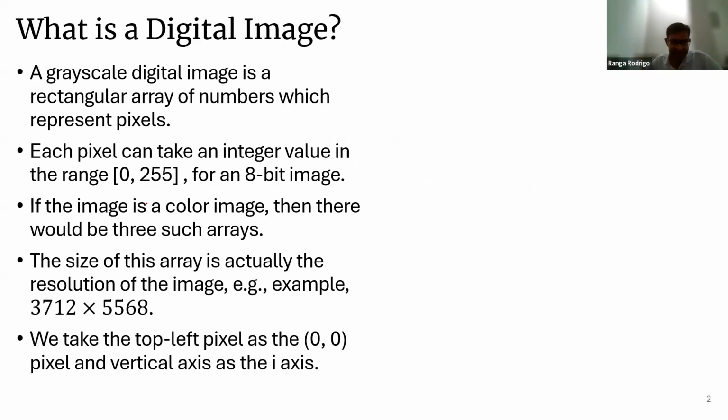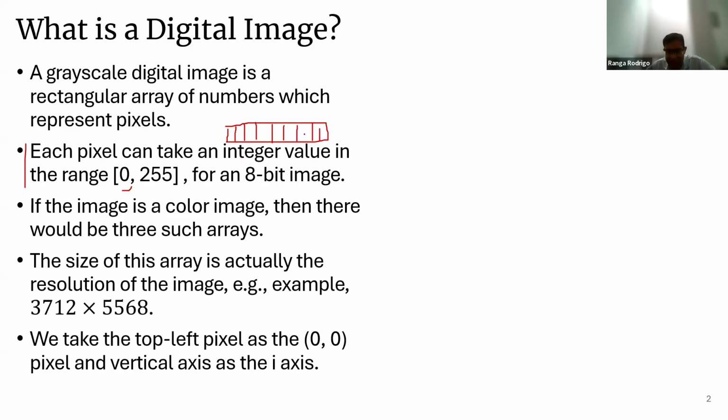A grayscale digital image is a rectangular array of numbers which represent pixels. Each pixel can take an integer value in the range from 0 to 255 for an 8-bit image. In images, each pixel, that means each picture element or each dot, is represented by an 8-bit number. So 8-bit means you have 8 binary elements. The minimum is 0, 0, 0, 0, 0, 0, 0, 0. That corresponds to 0. The maximum that you can get is all ones.